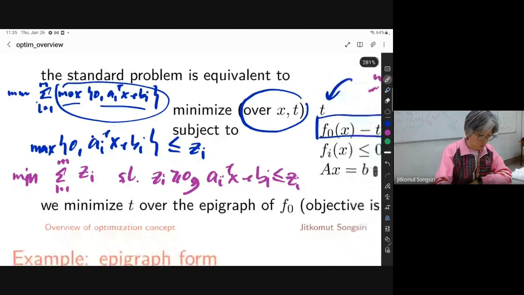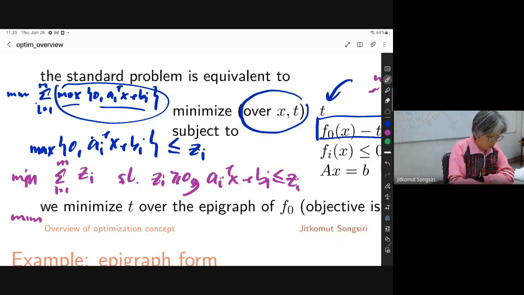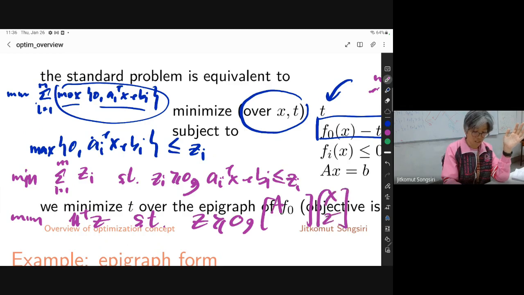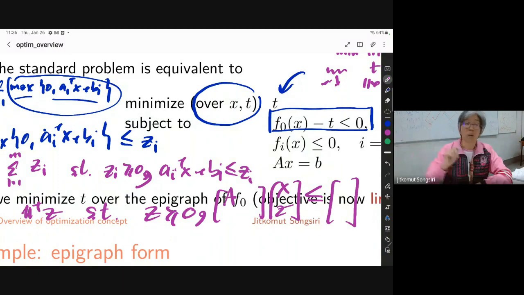And now I'm going to translate to vector form. How can you write it? A sum of Zi is what? Sum of Zi: 1 transpose Z, subject to Z bigger than 0. And now I'm going to use x and Z, less than the first row of A.